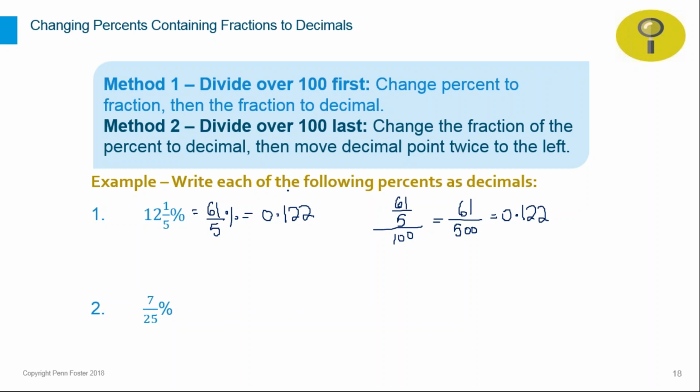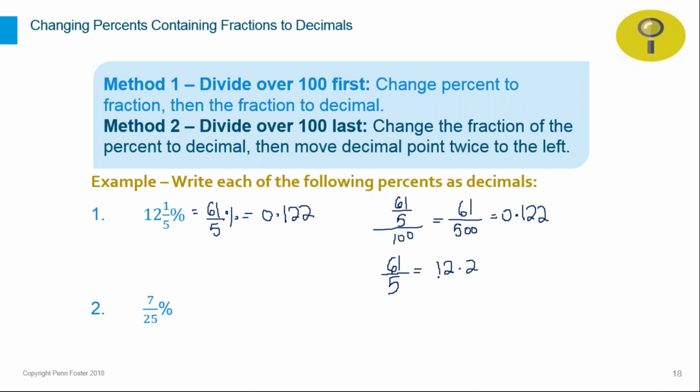Okay, now there is another way. I want to share that with you, so you have all the options. Now, instead of dividing over 100 as a first step, I can do it last. How? I'm going to take the fraction, which is the improper fraction in that case because we only can use that form, 61 over 5. I'm not going to divide over 100 yet. I'm going to divide 61 over 5, and that will give me a decimal form of that fraction, 12.2. But this is not our answer because we did not divide yet over 100.